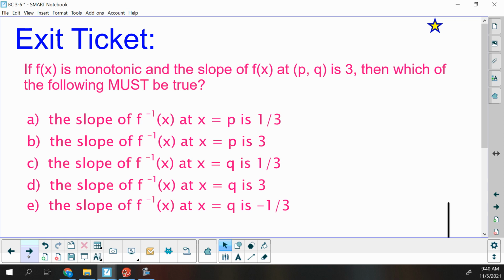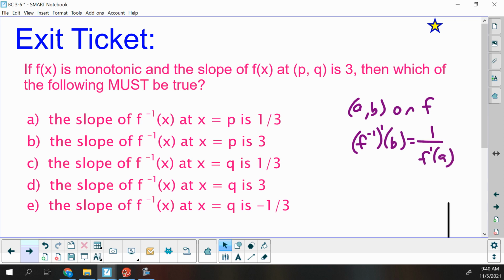Now remember what we just said. We said if we have (a, b) on f, then f inverse prime of b should equal 1 over f prime of a. So f of x is monotonic. We're going to talk about that in a second, but monotonic means either always increasing or always decreasing. The slope of f of x at (p, q) is 3. So really what we know from that is that f prime of p is equal to 3. Then we want to know which of the following is true.